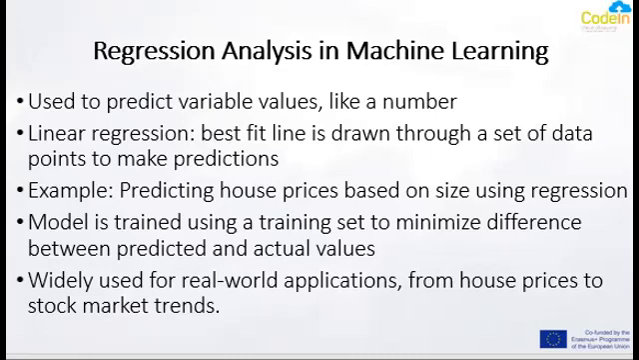To create a regression model, we need to train it using a set of data known as the training set. The algorithm adjusts the parameters of the model to minimize the difference between the predicted values and the actual values. Overall, regression is a powerful tool in machine learning that can be used to make accurate predictions about real-world phenomena, from house prices to stock market trends.